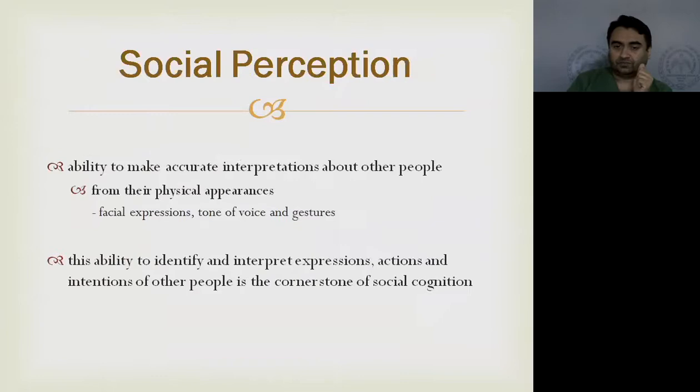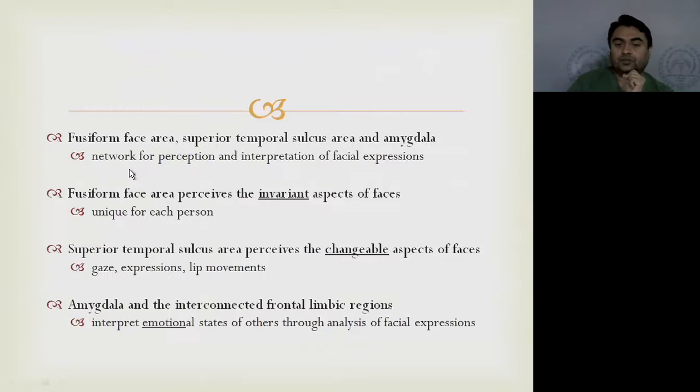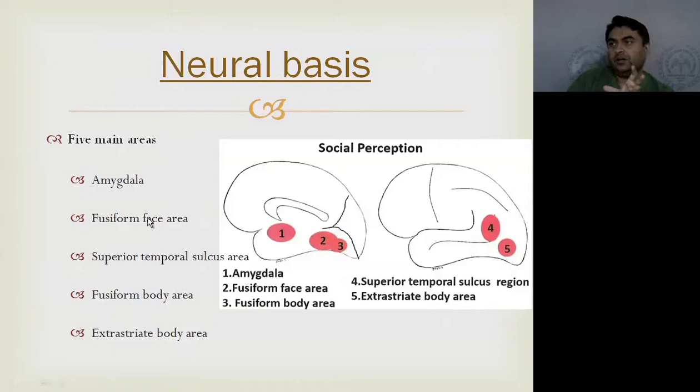Social perception. It is the ability to make accurate interpretations about other people from their physical appearance. Could be facial expressions or gestures or tone of voice. This ability to identify and interpret expressions, actions, and intentions of other people is a cornerstone of social cognition. Now, five major areas involved. I'll tell you about this with the next slide. So you can divide these five main areas into two, either the face recognition or the body recognition system.